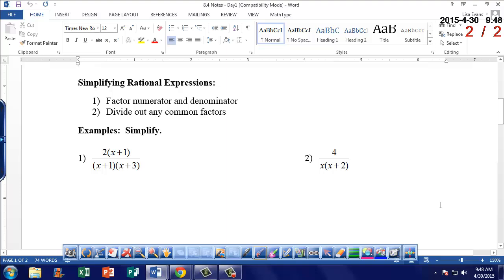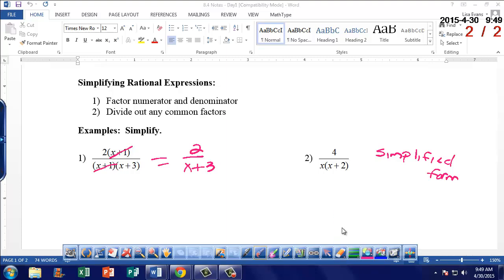So number 1 and 2, these expressions are already factored. I don't need to do any factoring, I just need to look for anything that's common that I can divide out. So x plus 1 is common. In the numerator, I'm left with 2, and in the denominator, I'm left with x plus 3. Okay, in this problem, I don't have anything that's common. Now remember, you can't divide out a 2 because of this expression. Okay, we cannot do that. So this already is in simplified form. So you just write simplified form.